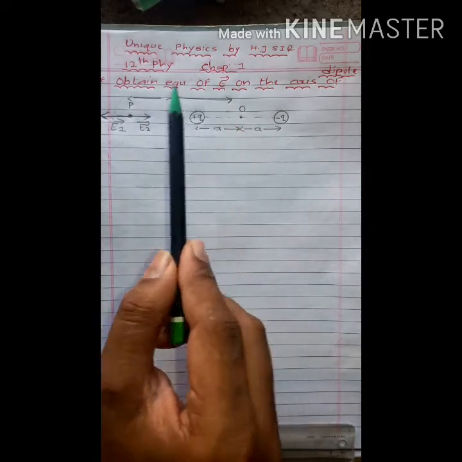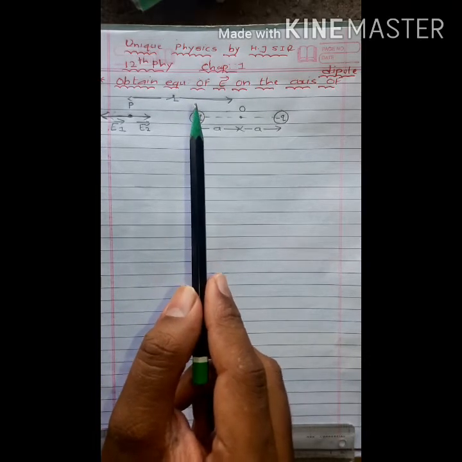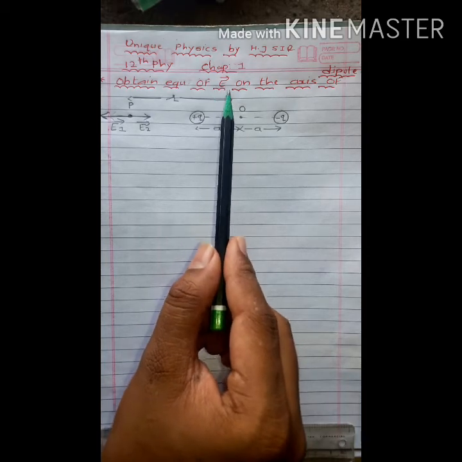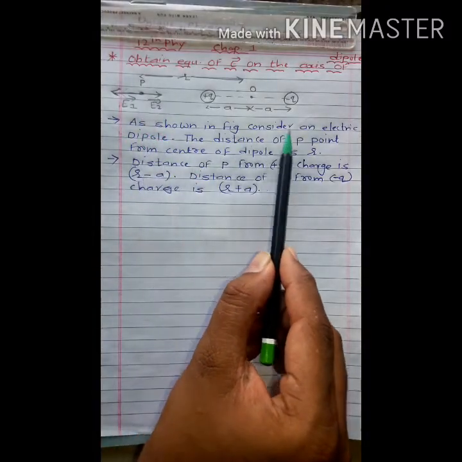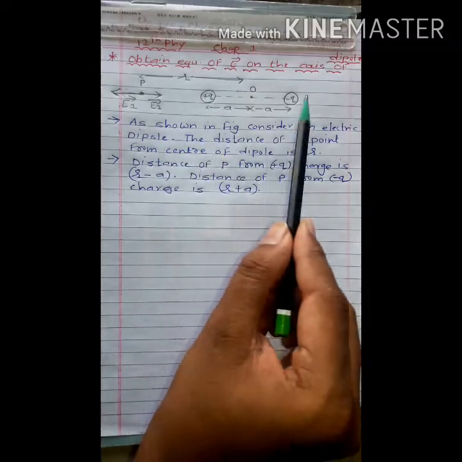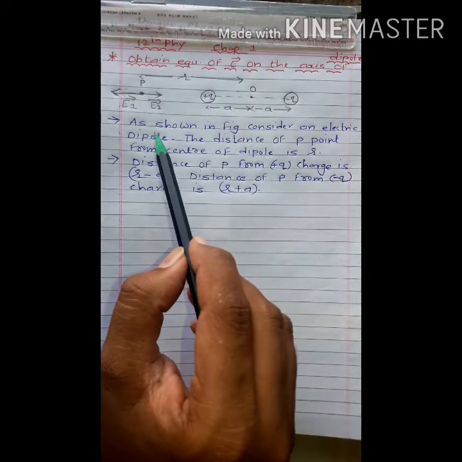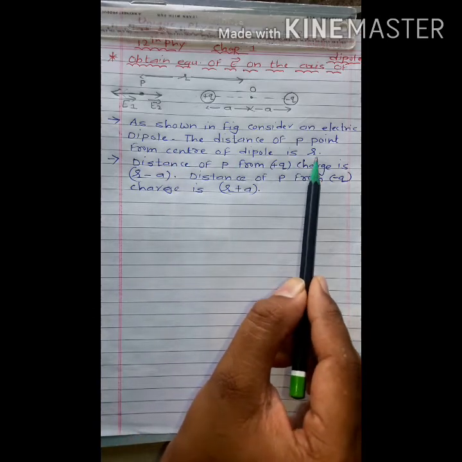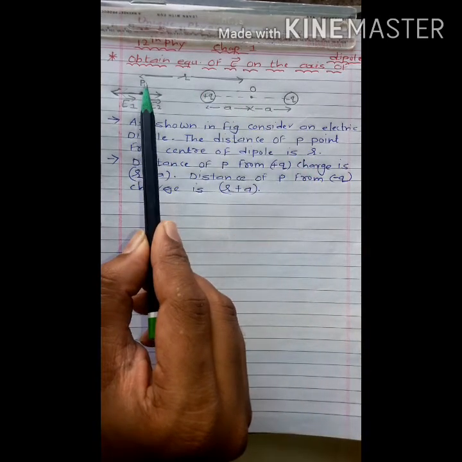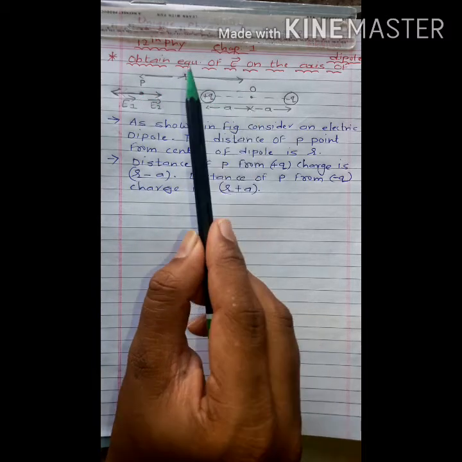Okay, now this is our situation. Now here we are going to explain the figure and then we derive equation of electric field on the axis of dipole. Now description of figure. As shown in figure, consider an electric dipole. So this is our electric dipole, equal and opposite charges separated by finite distance, that is called electric dipole. Now the distance of P point from center of dipole is smaller. See this figure very carefully. Distance of P point from center of dipole O is smaller.